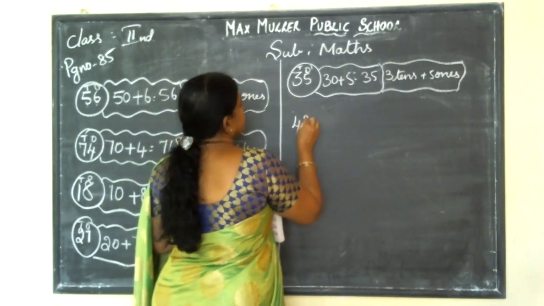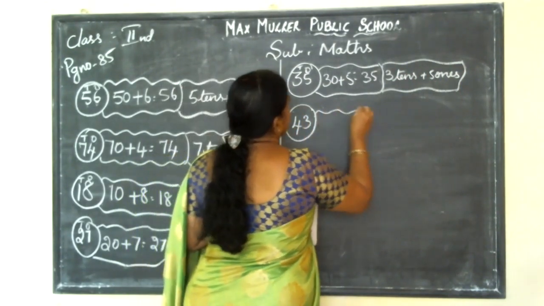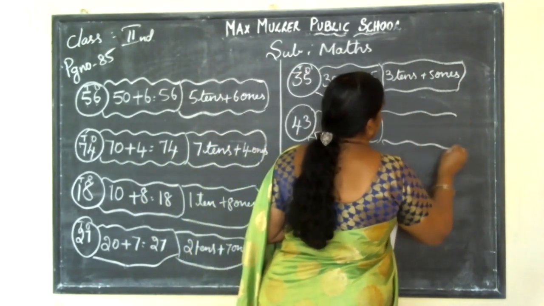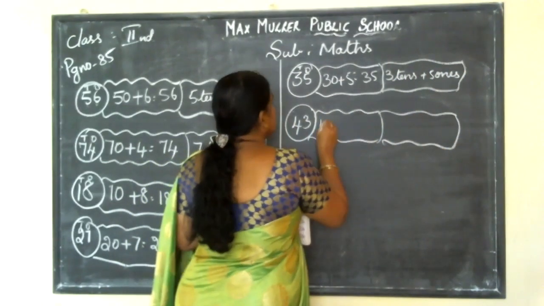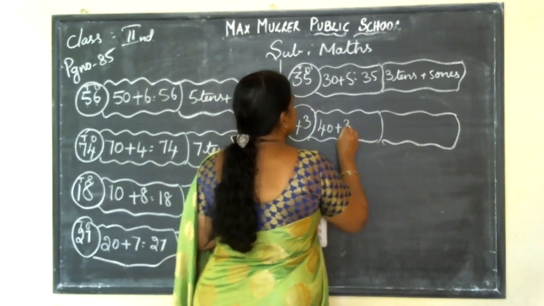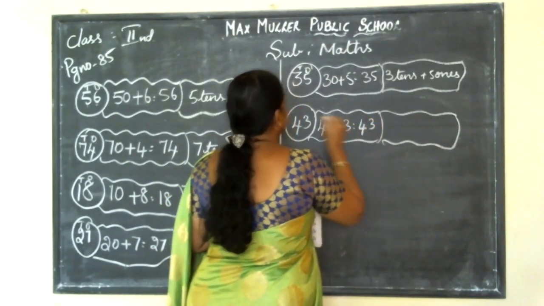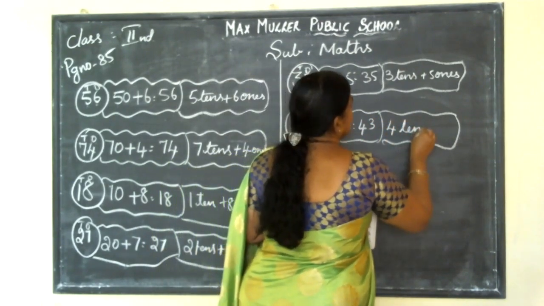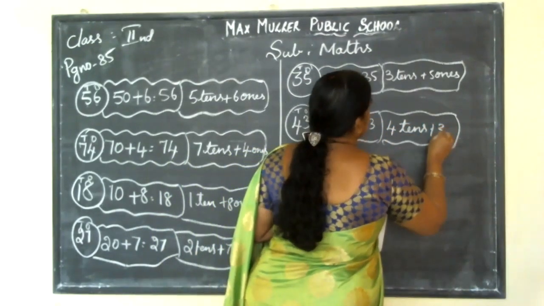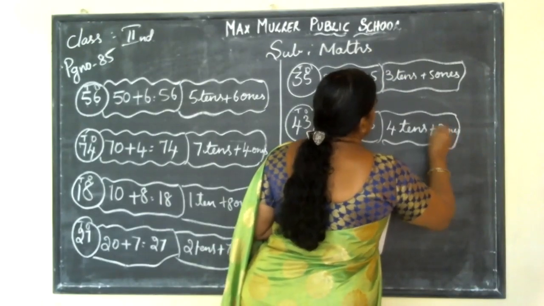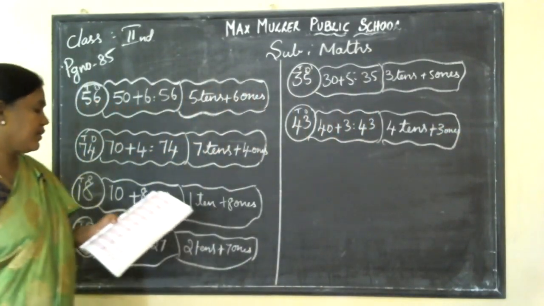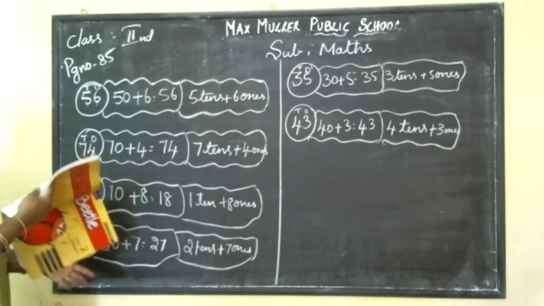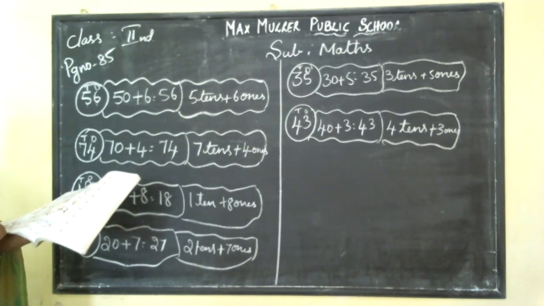43. 40 plus 3 is equal to 43. 4 tens plus 3 ones. Understood, children? 43. 4 tens, 3 ones. See, we finished expanded form also. Page number 85 also over.